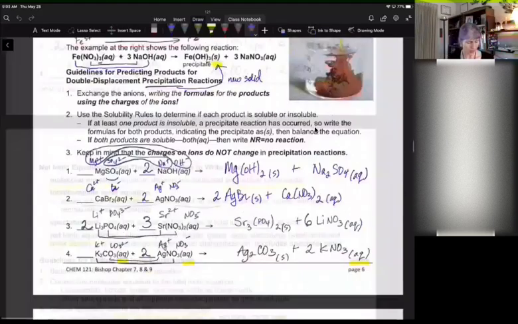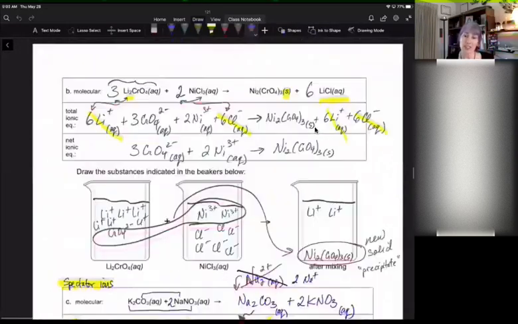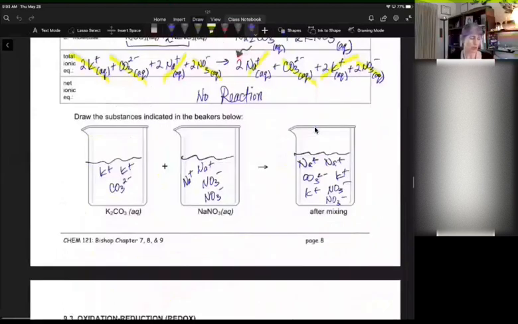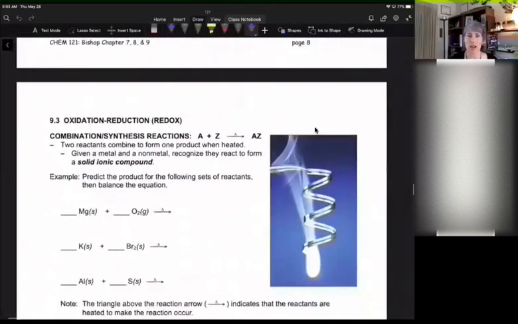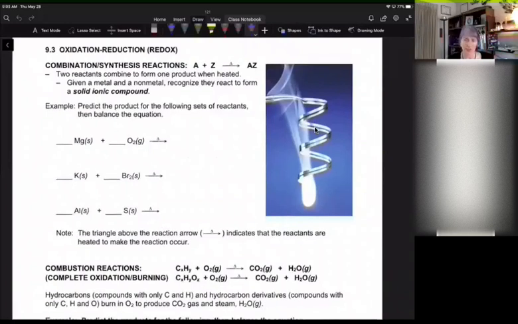Next, we're going to look at reactions that involve changing the oxidation state. And those are called oxidation reduction reactions. That includes several types of reactions that we will look at. Oxidation reduction reactions have to do with the charge on the ions changing. So the charge or the oxidation state changes. So we'll look at this first in our combination reactions.